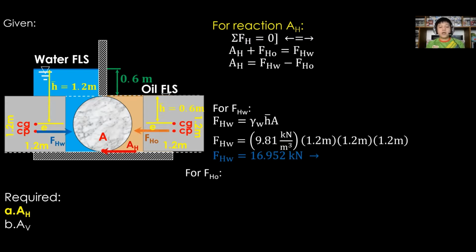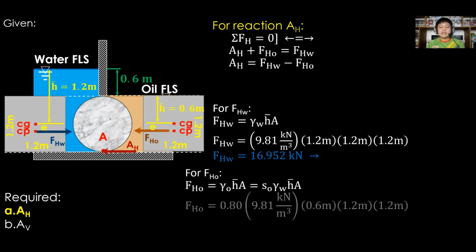For the horizontal component for liquid oil, F sub HO is equal to gamma of oil times H bar times A. But gamma of oil is specific gravity of oil times the unit weight of reference fluid, that is water. Substitute S sub O as 0.8, gamma of water as 9.81 kilonewtons per cubic meter, H bar as 0.6 meter, and area as 1.2 by 1.2 meter. Therefore, F sub HO is 6.781 kilonewtons due left.